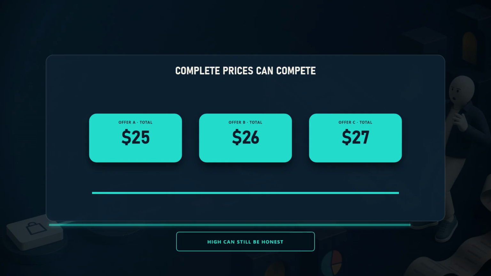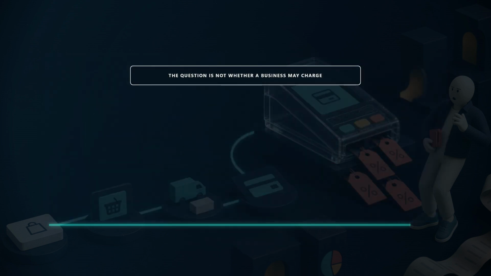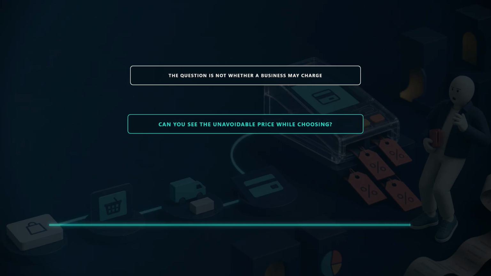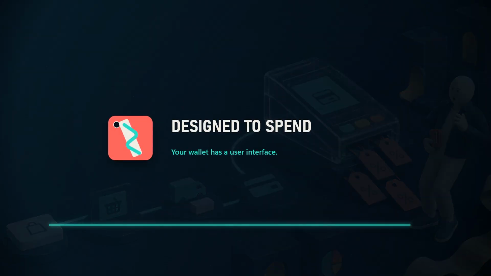The fair question is not whether businesses may charge for what they provide. Of course they may. The question is whether customers can see the unavoidable price while they are still choosing, because the best time to learn what something costs is before you decide to buy it, not after the website has already started celebrating. This is designed to spend. Your wallet has a user interface.